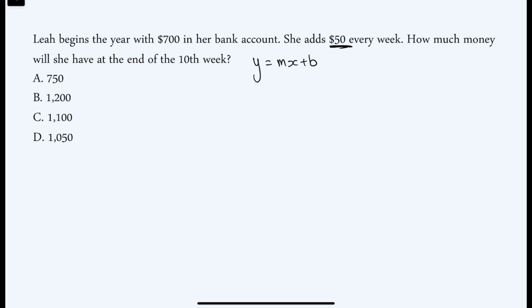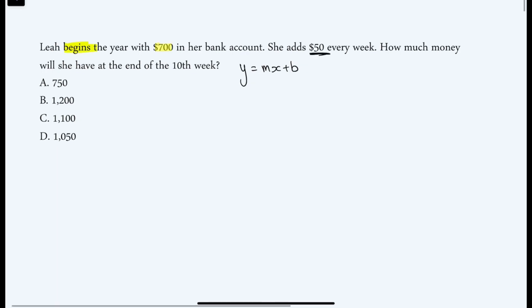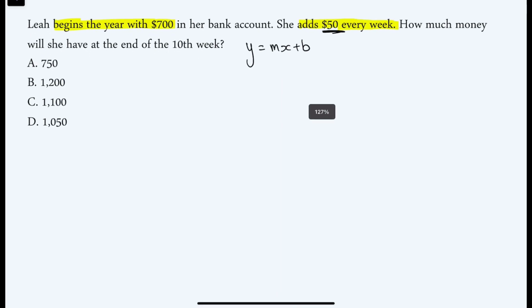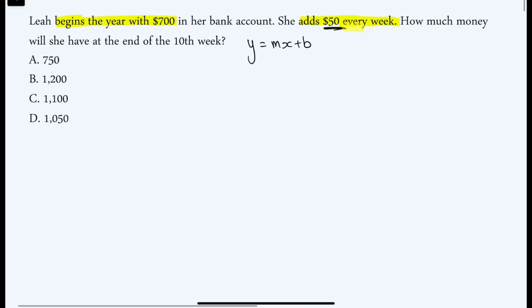So what you need to recognize in your givens list is that we have the beginning amount of $700 and she adds $50 every week. The word "every" here is the key word. That should give you a ding, ding, ding in your head to think about slope. So how much money will she have by the end of the 10th week is the question, right? That's what we're trying to figure out.